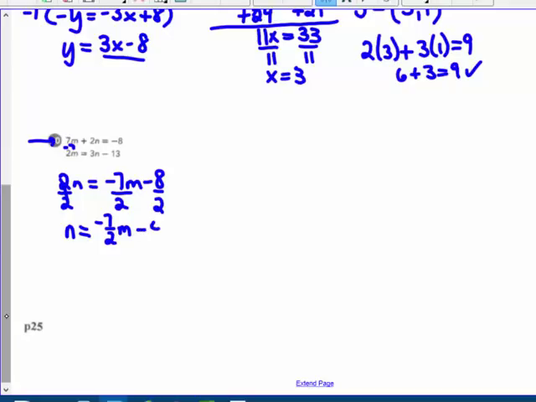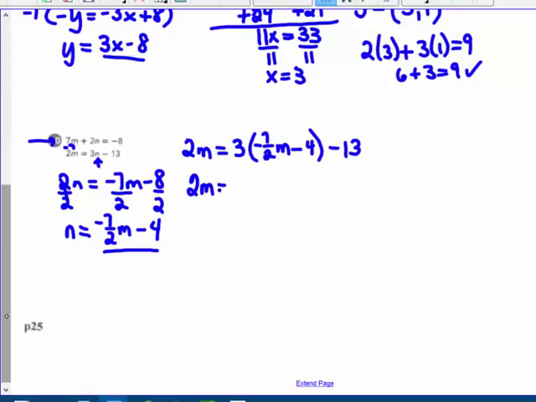m minus 4. So I'm going to take this n and put it into this expression, or that equation rather. So 2m equals 3 times the quantity, negative 7/2 m, so everything's in terms of m. I only have one variable, minus 13. Okay, 2m equals, well, I'm just going to leave it improper, negative 21/2 m. I'm distributing my 3. Minus 12, minus 13.